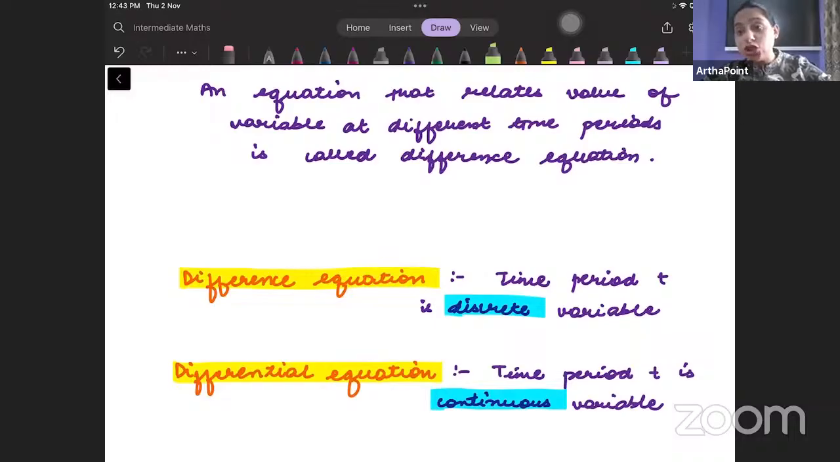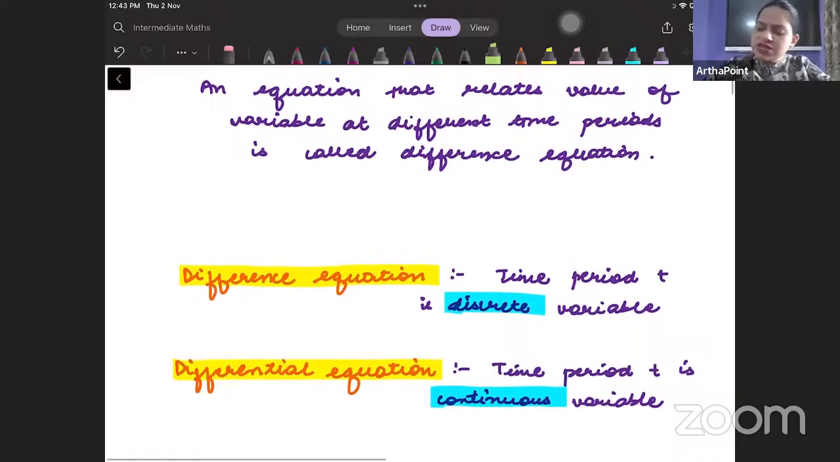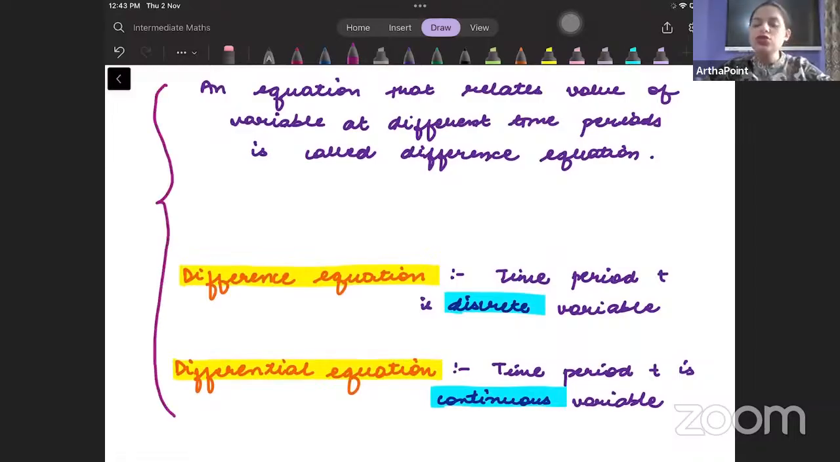Now, one question you may ask me: ma'am, multiple times we study a difference equation and we study a differential equation. What is the difference between the two? How do I know whether it is a difference equation or a differential equation? In both, what is the difference? So, beta, both of them relate a value of a variable at different time periods. Both equations connect one time period to another. Both difference and differential equations connect the value of a variable over time.